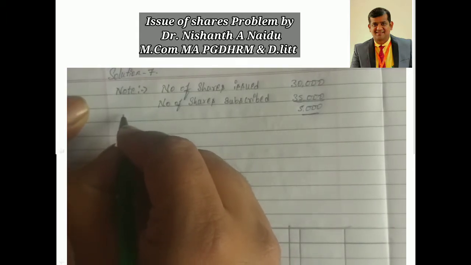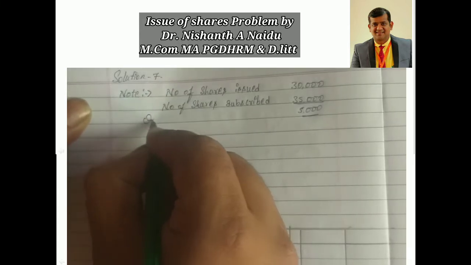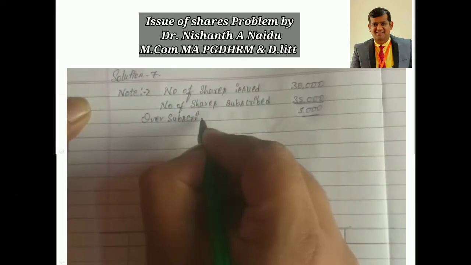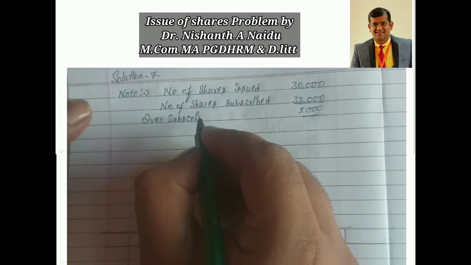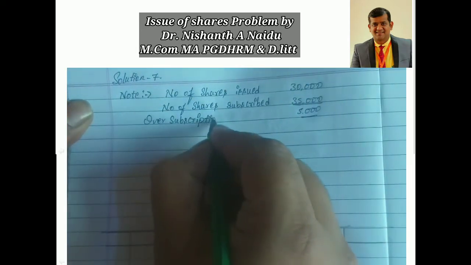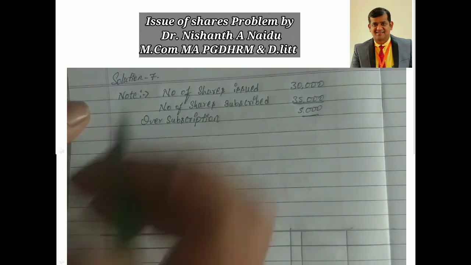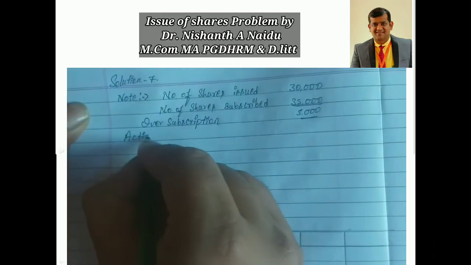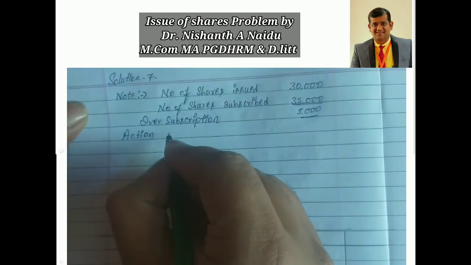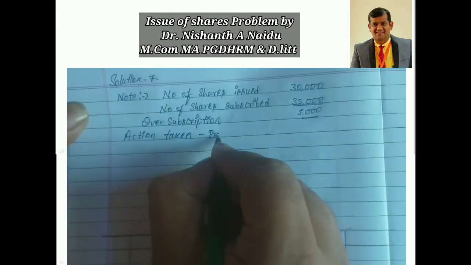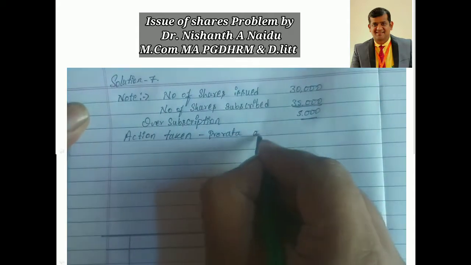So this situation is called oversubscription. When the public applies for more shares than the company offered, we call it oversubscription. So the situation is oversubscription here. Now, what action have we taken here? On what basis are we allotting the shares? The action taken is pro rata allotment.